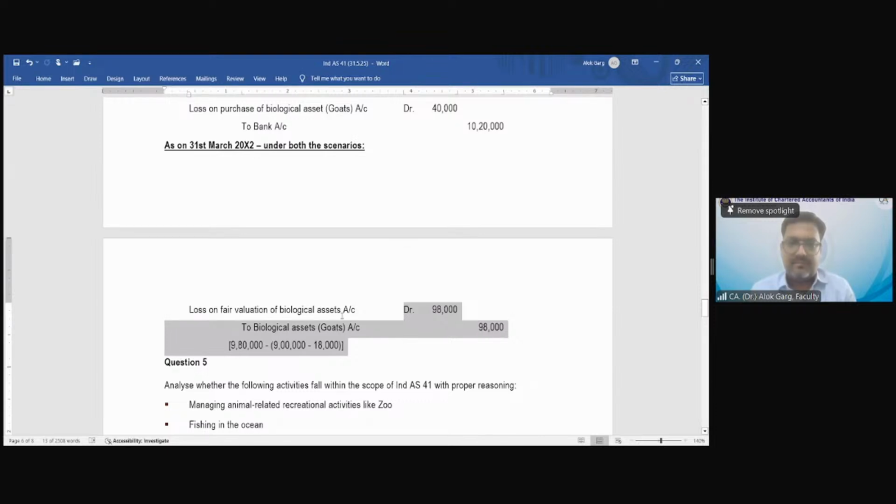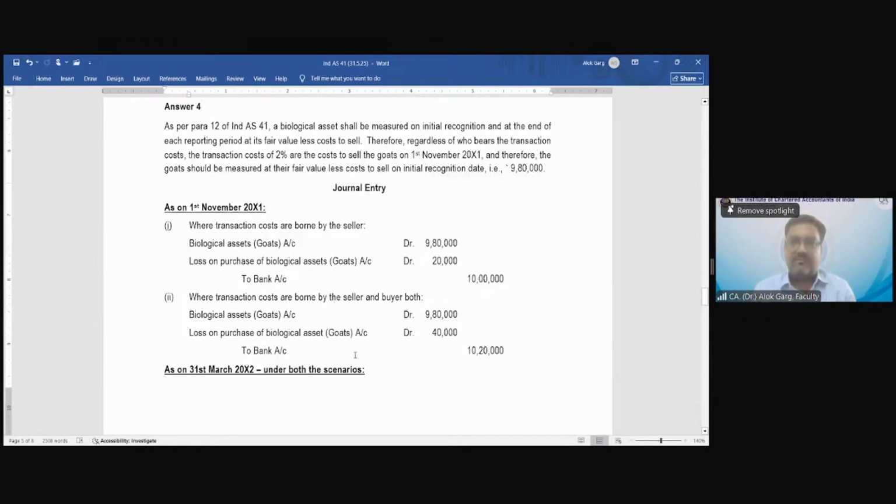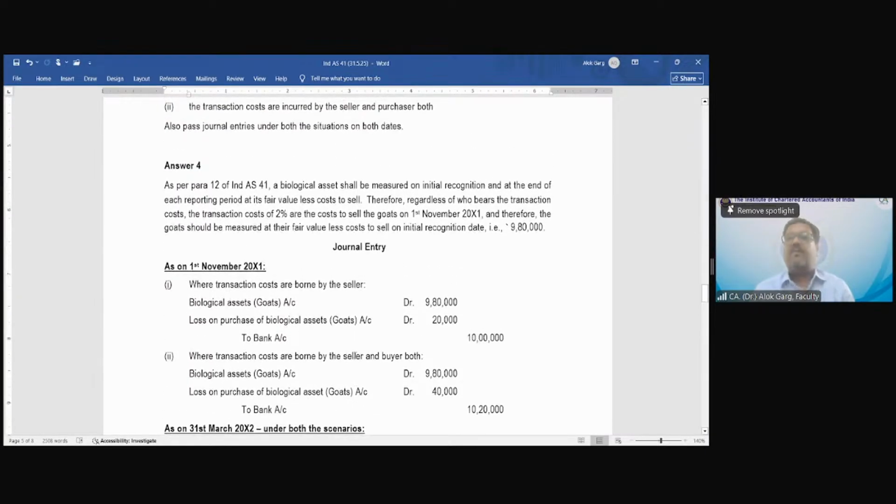Sir, in the case of the first option, when the transaction cost is to be borne by the seller in the question, why are we assuming that this is also to be included in our books when we are only the purchaser? We are purchasing the goods, no? So you are right. You are purchasing the goods, to get the fair value.